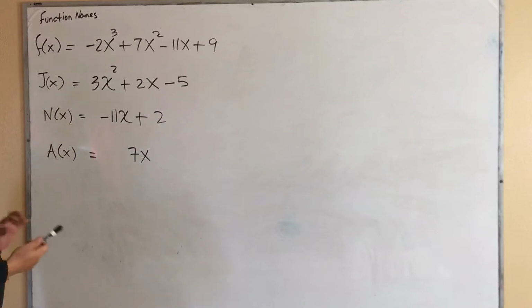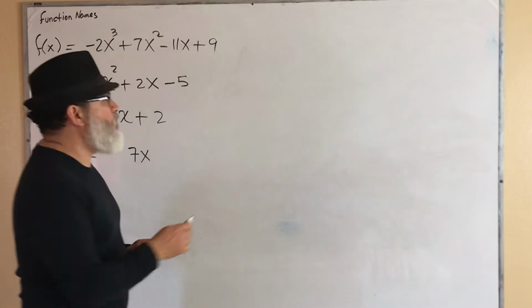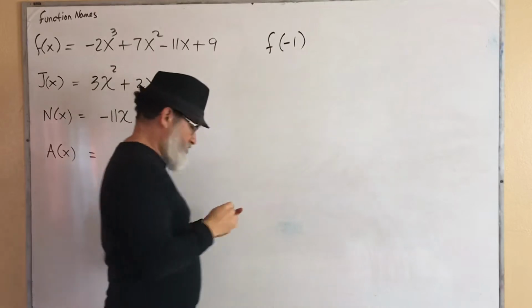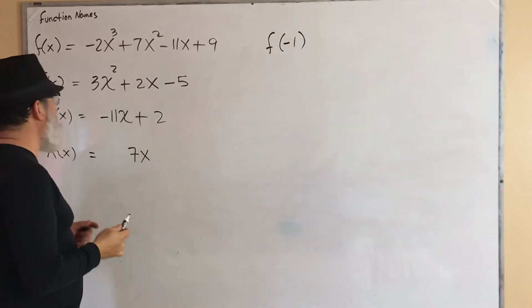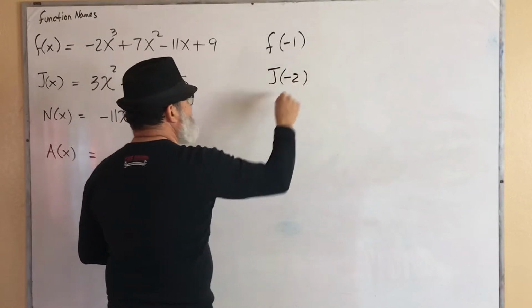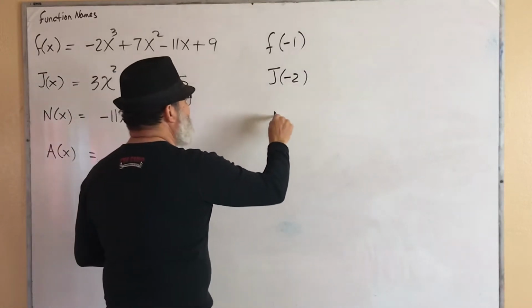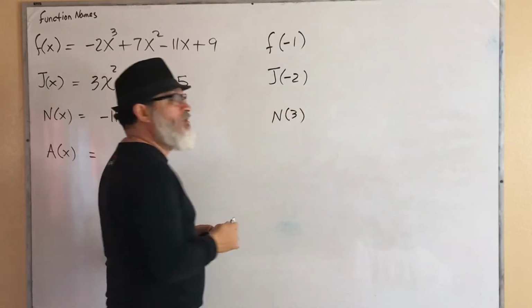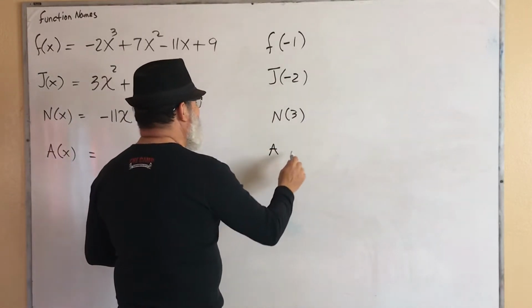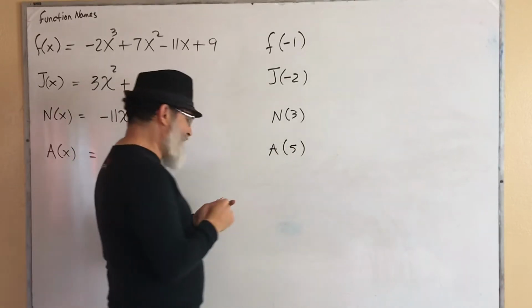For example, I may say to you guys, can you find out what Franc of -1 is? Can you find out what Jack of -2 is? Can you find out what Norma of 3 is? Norma of 3. And can you find out Anna of 5? Anna of 5.